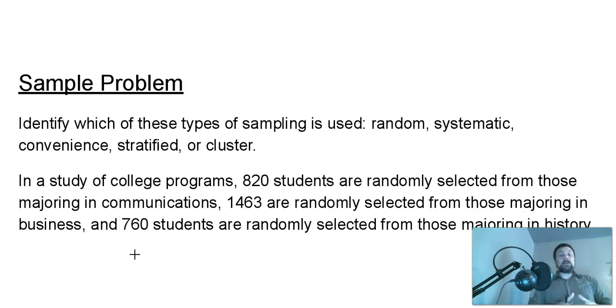They're not asserting that they've selected everybody majoring in communications, but only 820 students from the communication majors are being selected. And it doesn't really go into how, I guess it says randomly selected, right? But this is stratified sampling. So if the population is divided based on a characteristic of some kind, it's stratified. If they're divided by geographic location, that's cluster sampling. Okay.